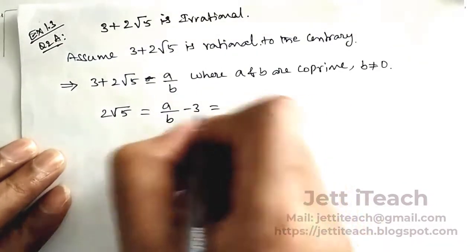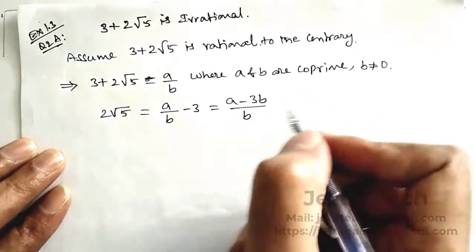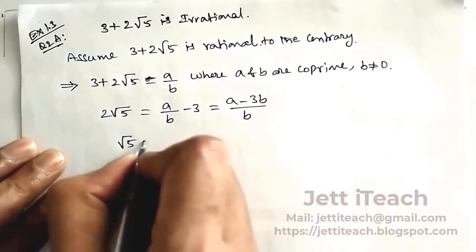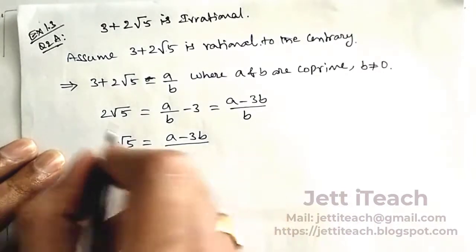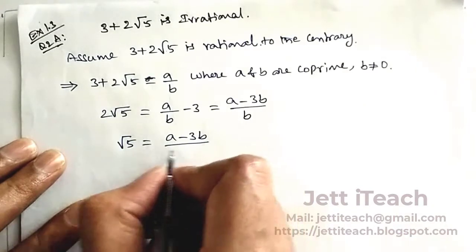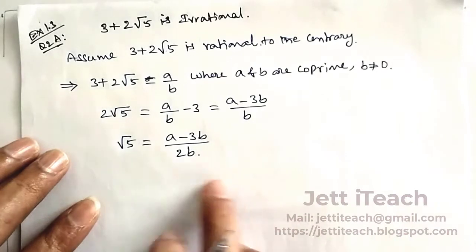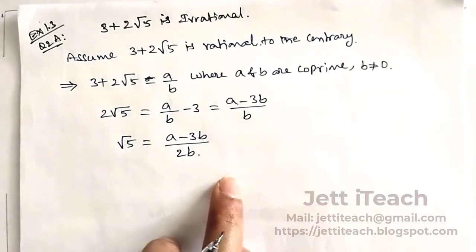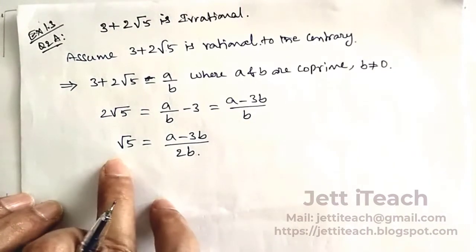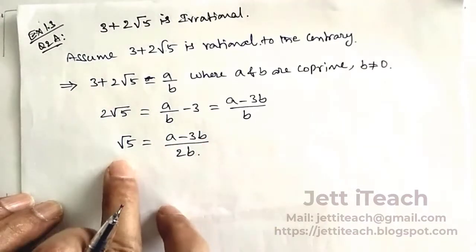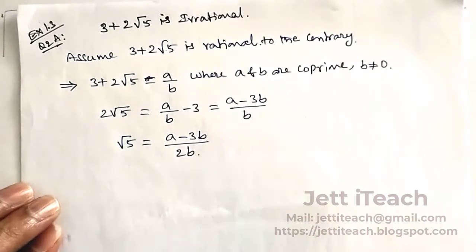Okay, you can write this as a minus 3b by b. Now you can write root 5 is a minus 3b by 2b, because 2 is multiplying here, so it will be divisible there. Okay, we got this one. So what we did, we just separated rational numbers and irrational numbers, because we know that root 5 is irrational, right? So we separated this one.